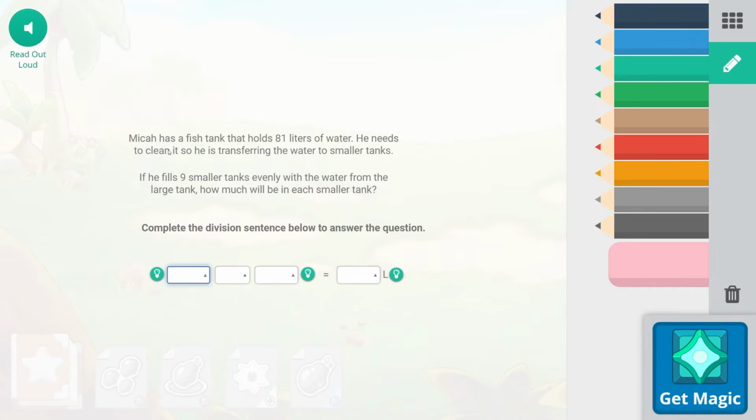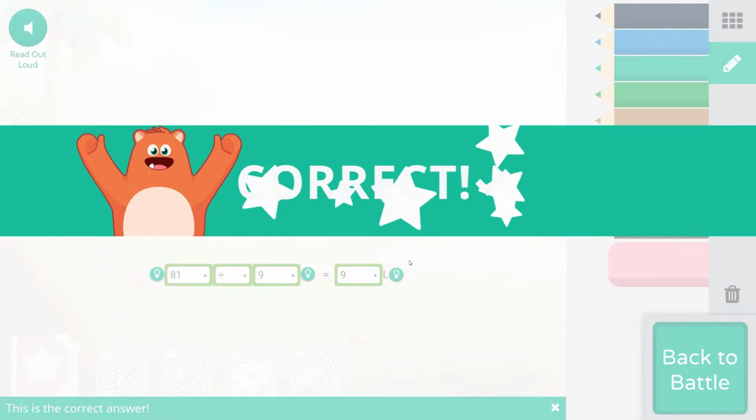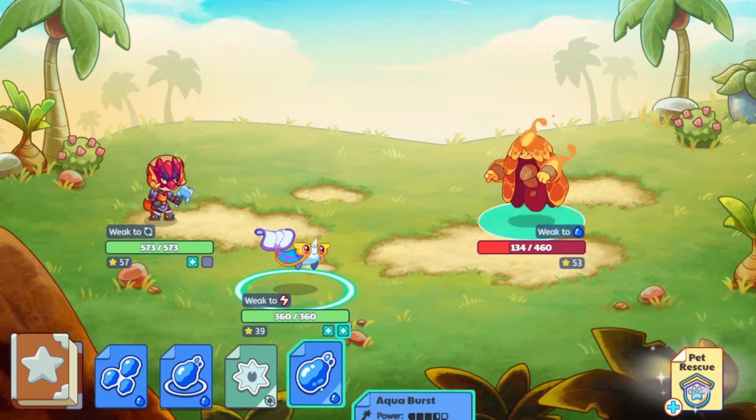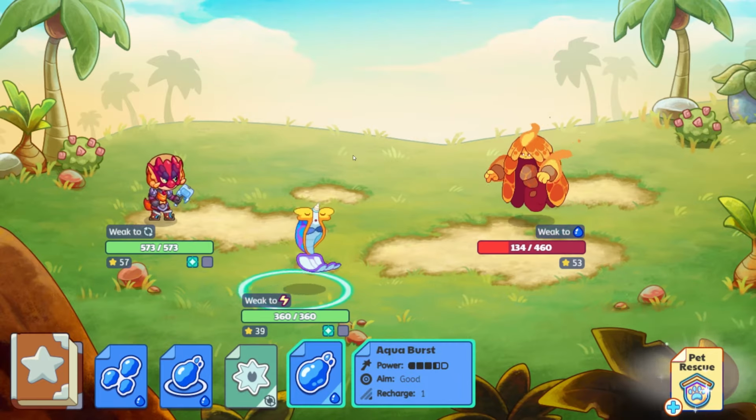Micah has a fish tank that holds 81 liters of water. This is division. 81 liters of water. He fills 9 smaller tanks to divide the water, which would equal 9 liters in each smaller tank. Ooh. And there we go. Boom.